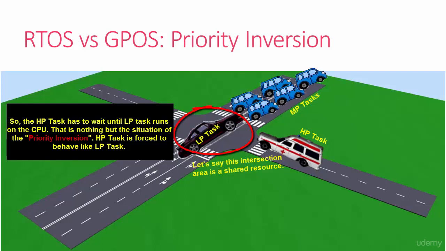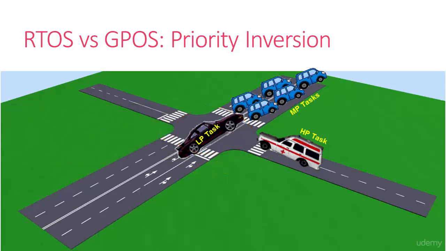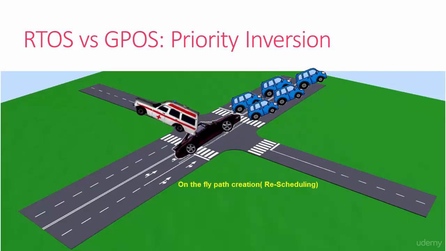But in RTOS, it will definitely lead to issues because you are blocking the higher priority task from executing. But most real-time kernels use some techniques to solve this issue. So our RTOS can create paths on the fly which allow the higher priority tasks to bypass a lower priority task, which we call rescheduling.